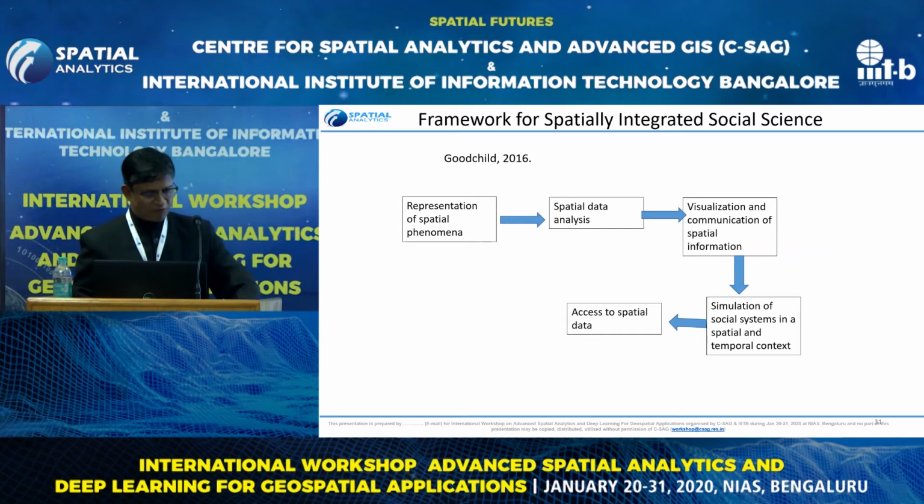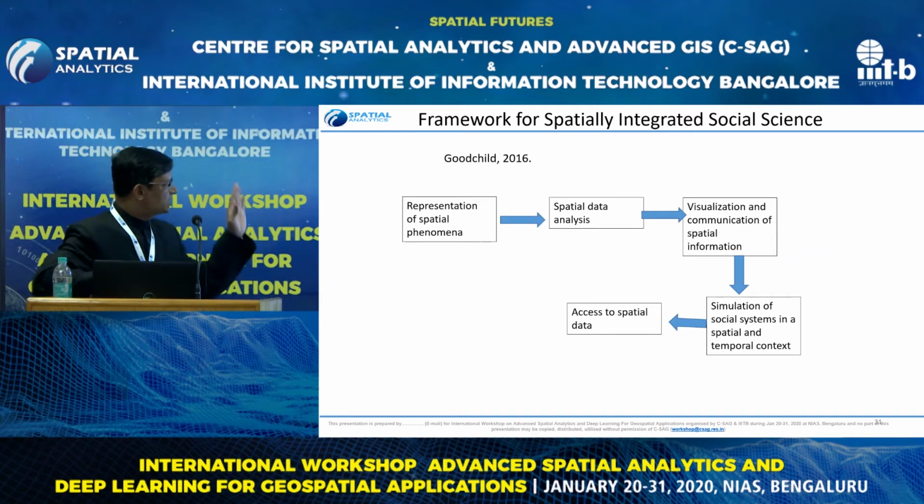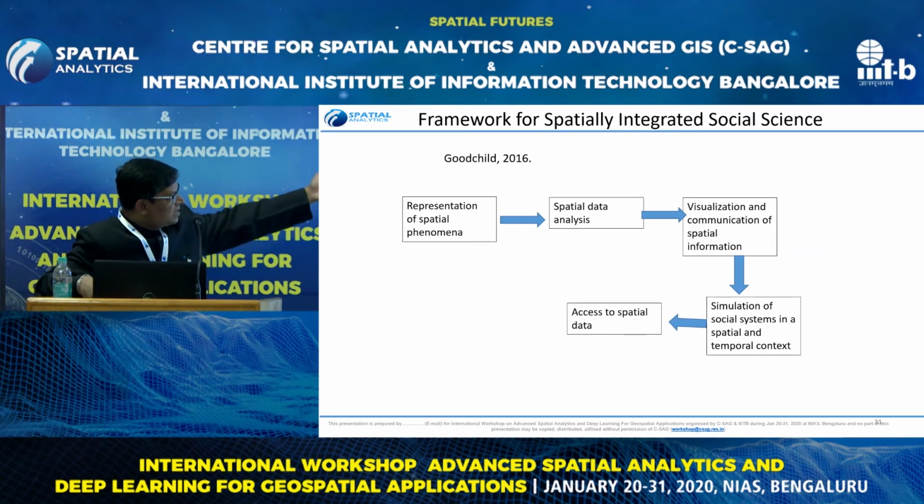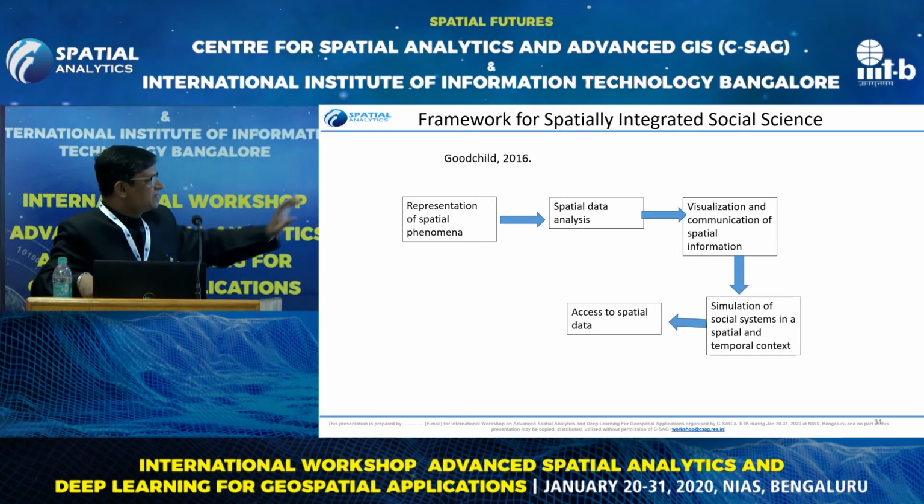What he talks about in spatially integrated social science is, first, you have to represent the spatial phenomena, as all of us do using a GIS. Then we have to do the spatial data analysis. I think in most cases this is not being done in our cases. After analysis, you visualize and communicate the spatial information. Then you simulate the social system in a spatial temporal context, and then access to data.